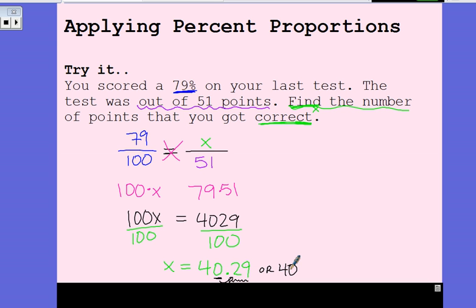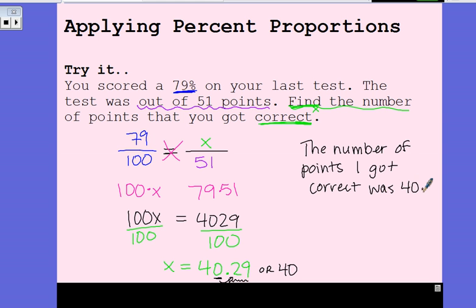Okay, so what that tells me is that my percentage was actually rounded in the original problem. So in word form, we're going to say the number of points I got correct was 40, or I could say something like I got 40 points correct, or I received 40 points. As long as it's telling you what the 40 is, then you're fine.